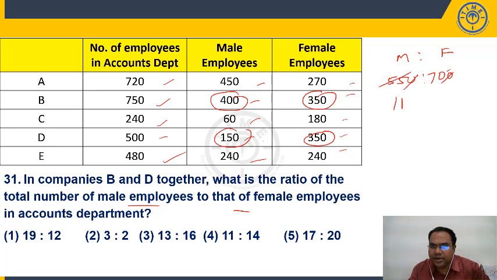5 11s, 5 14s. 11 is to 14, it is present in fourth option.